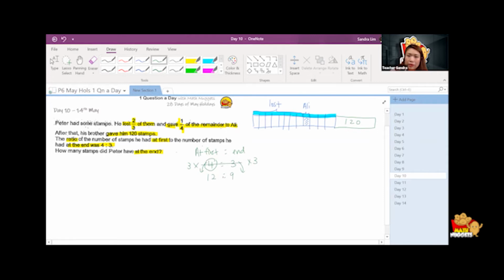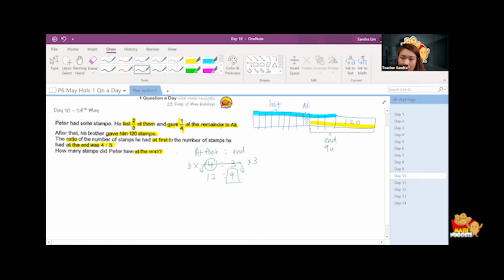So what does this tell us? In the end, Peter has 9 units. Okay, where is what he had in the end? Here, right? What his brother gave to him, and that's 3 units. This is what he had at the end. And according to the ratio, it says it's 9 units. Means what?